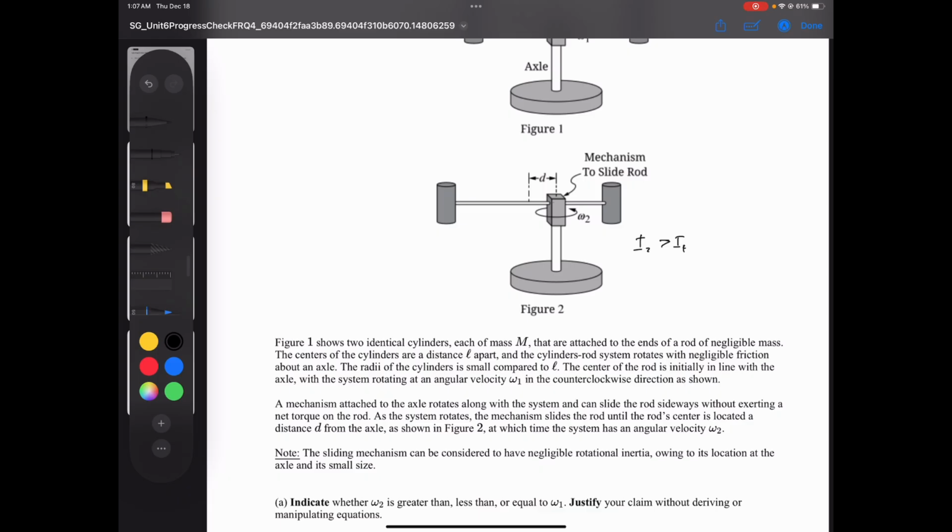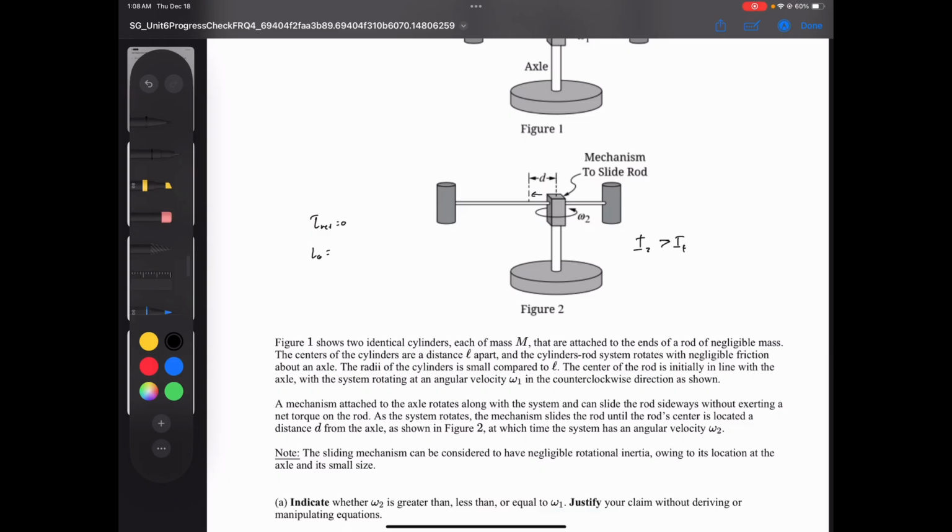The reason why is that even if this mechanism is pushing on the rod, exerting some force to move it, that force is going to be parallel to the moment arm, so it's actually not going to exert a torque. Say it's pushing it out, then it's not exerting a torque because it's parallel to the lever arm, okay? This is pushing it out, and the lever arm is in the same direction. So there's no torque being exerted on the system.